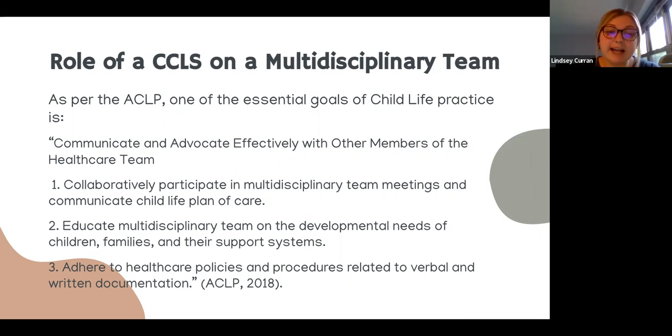They also need to educate every team member on the developmental needs of children, families, and their support system, because as we know, it is a case-by-case basis. And CCLSs also need to adhere to healthcare policies and procedures related to verbal as well as written documentation per the ACLP requirements.